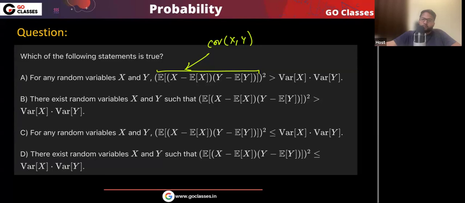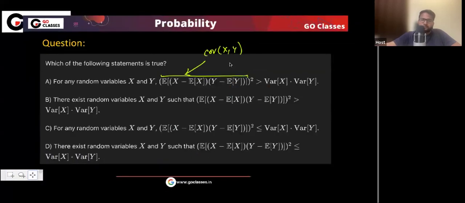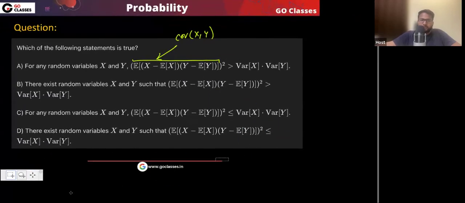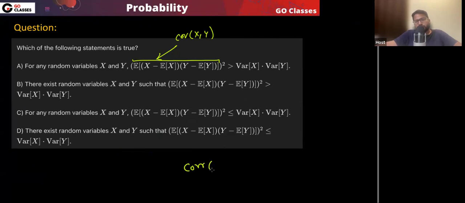What is the formula for correlation? Maybe we can try with the correlation. The correlation between x and y is the covariance between x and y divided by the square root of the variance of x into the square root of the variance of y.